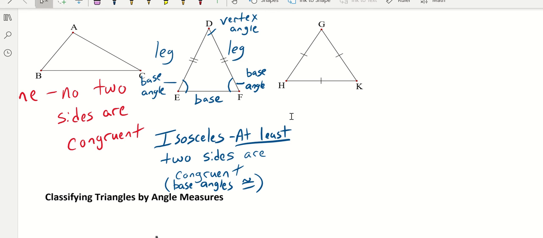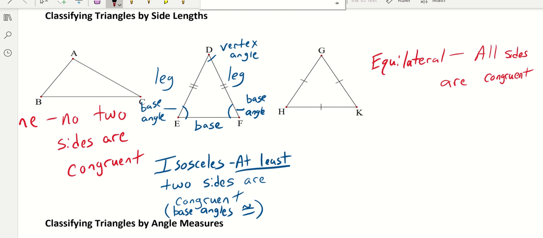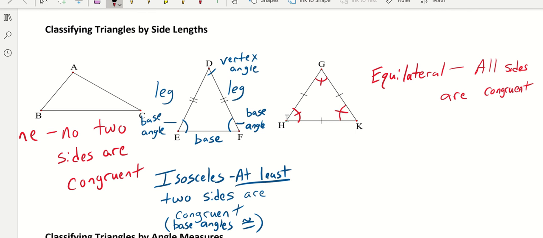The third triangle we have here is a triangle where all three of the sides are congruent. This is what we call an equilateral triangle. So there you go, an equilateral triangle, all sides are congruent. And there's something else special happening in an equilateral triangle as well. All the angles are 60 degrees. So here you see in the figure angle H congruent to angle G, congruent to angle K. All the angles are congruent and they're all 60 degrees.